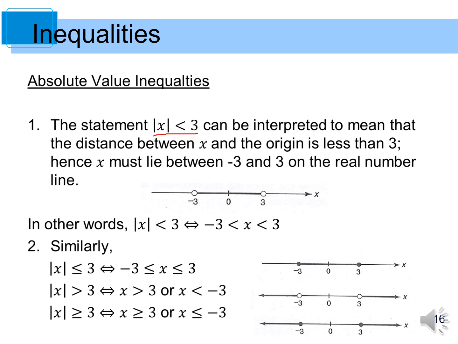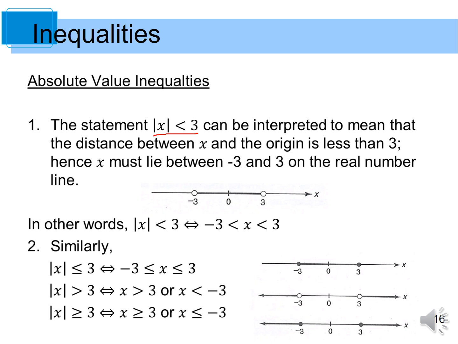So here, the region represents the absolute value. In other words, the modulus of x less than 3 is the same as x being between -3 and 3. Same for modulus of x less than or equal to 3. Refer to this real number line, because here it includes 3. So here is included.